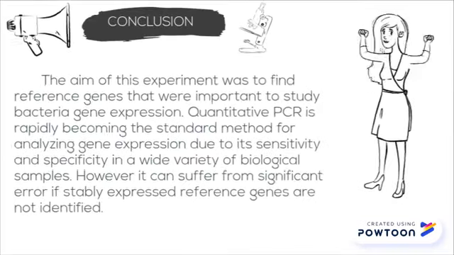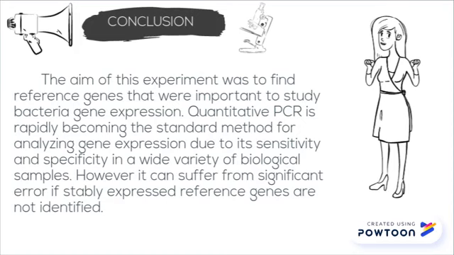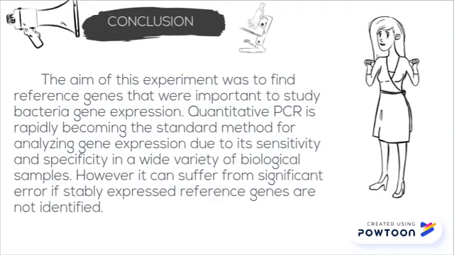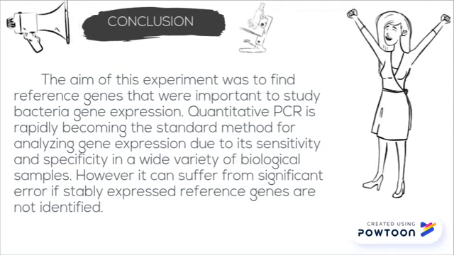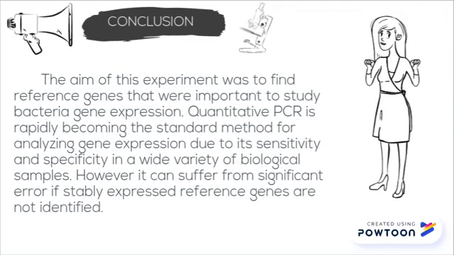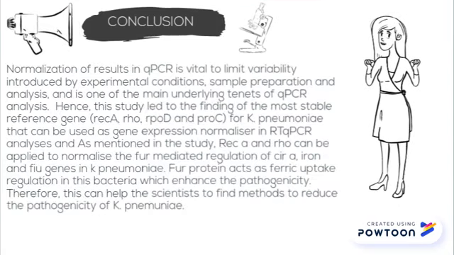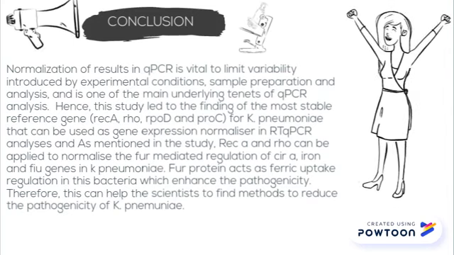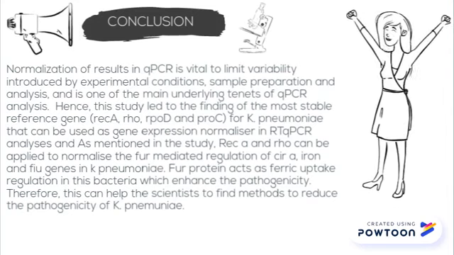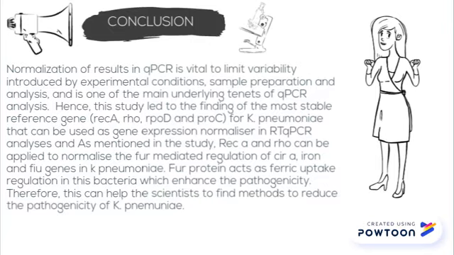The purpose of this study was to find the best gene for bacterial gene expression using qPCR, which is the standard method used to analyze gene expression due to its specificity and sensitivity. Although, one error observed is failure to confirm the constitutive expression of the reference genes used to measure the relative expression of genes of interest. So the finding of this reference gene can be used to study the regulation of iron uptake in K. pneumoniae, which can help to reduce its pathogenicity.